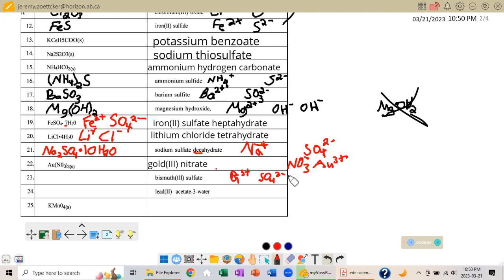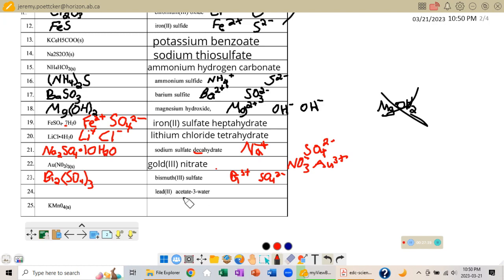I've seen this pattern before. 3 pluses, I'll need 2 of those 3 plus things to make 6 pluses, and I'll need 3 of these 2 minus things to make 6 minuses, which means I'm going to have for a formula Bi2, and then in brackets SO4, 3. Beautiful. And then just to be annoying, instead of trihydrate, sometimes they'll be nice to us and write 3 water, which, as the name suggests, is going to mean that it's going to be dot 3 H2Os.